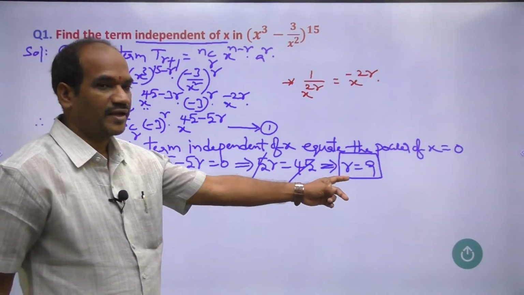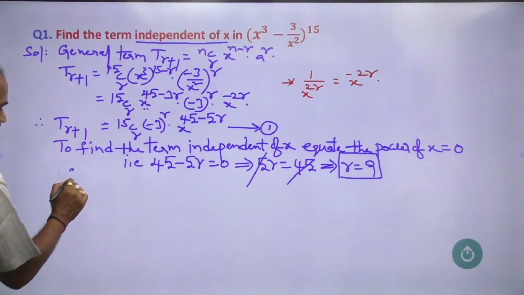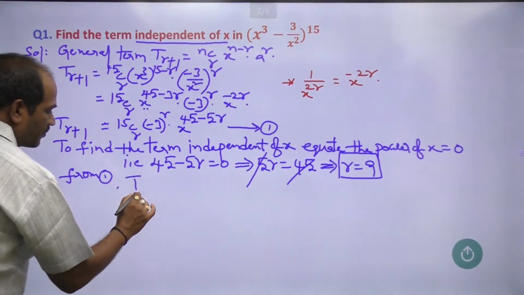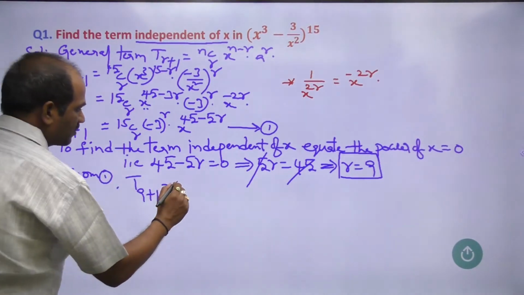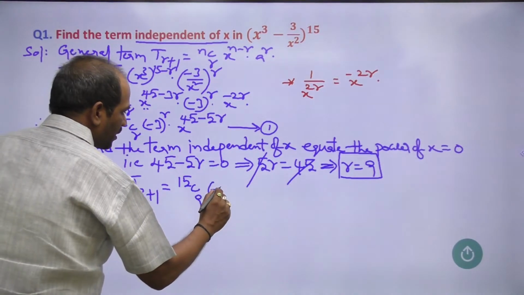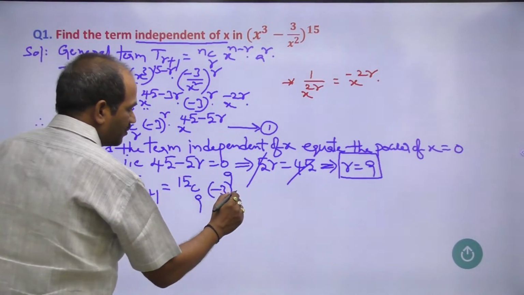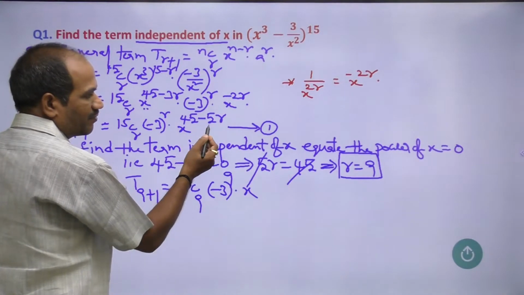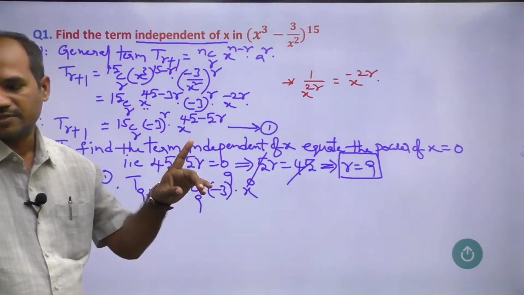Replace the r value 9 in equation number 1. So that is t 9 plus 1, replacing r by 9, which is equal to 15 C 9 into (minus 3) whole power 9 into x power. Replacing r by 9, 9 into 5 is 45, and 45 minus 45 is 0. So x power 0 is equal to 1.